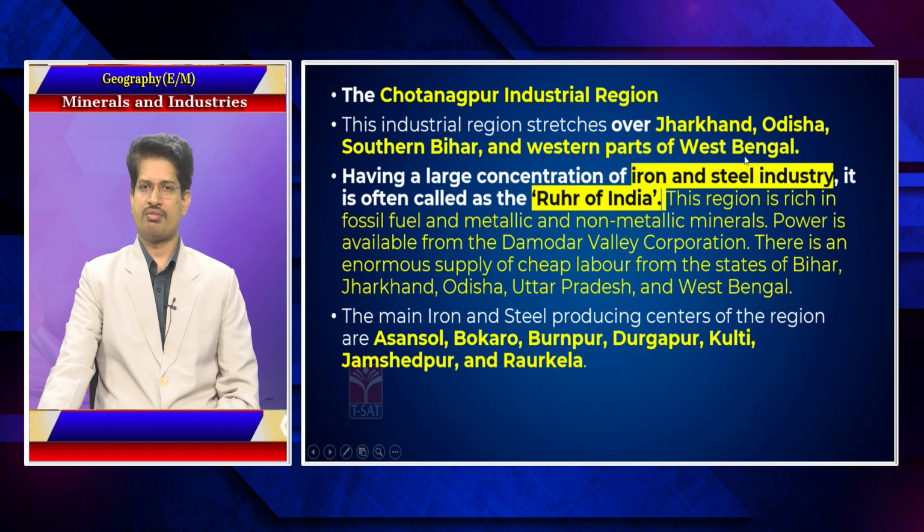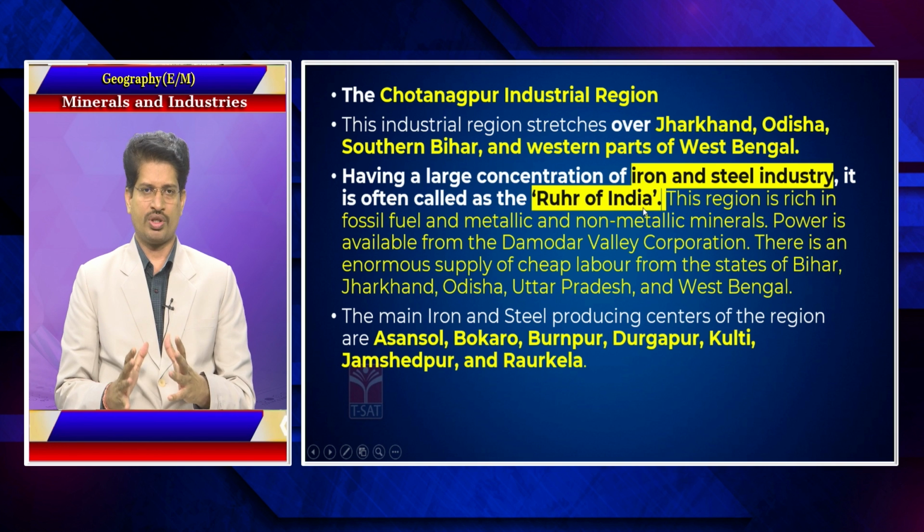Next is the Chota-Nagpur industrial region, which is the region of Jharkhand, Odisha, and southern Bihar and western part of West Bengal. So, this constitutes the Chota-Nagpur plateau region we are talking about. It has got natural resources, like I have mentioned in the case of mineral belt availability. Because of this reason, we have got iron and steel industries. This region is known as the Ruhr of India.